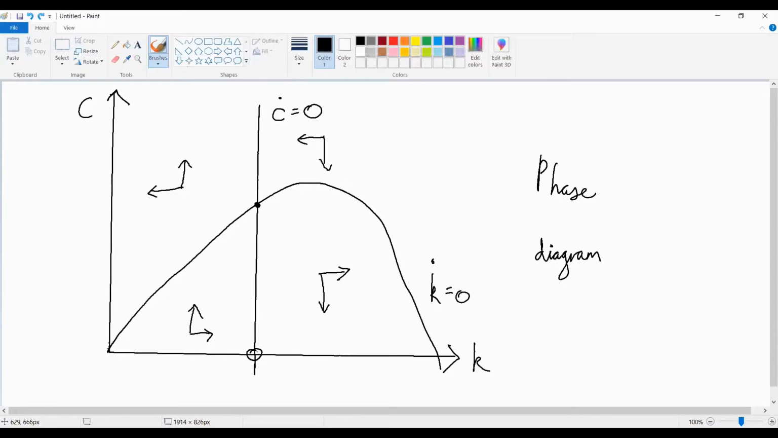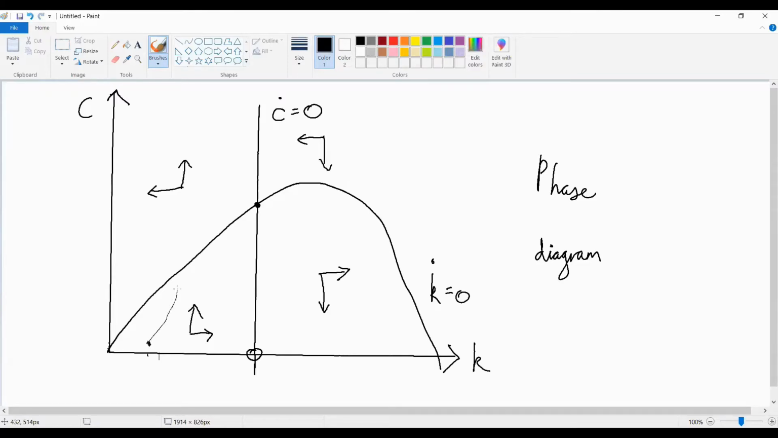However, what if we started off with a different level of capital? Well, let's study that. Let's pick a starting point. Suppose we start from some point in here with a particular K0, and let's just pick a particular C. Following the differential equations that we have, we're going to go up and to the right.